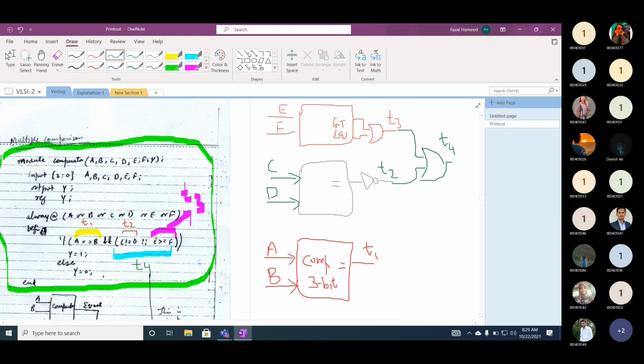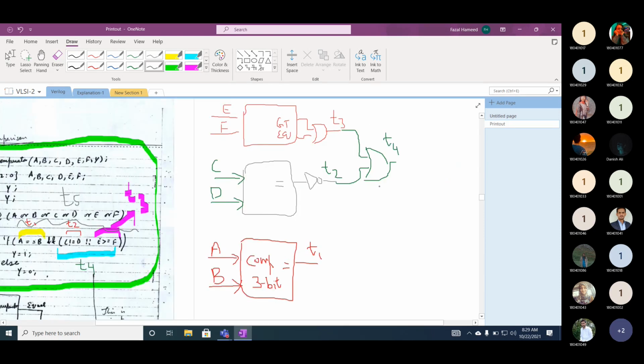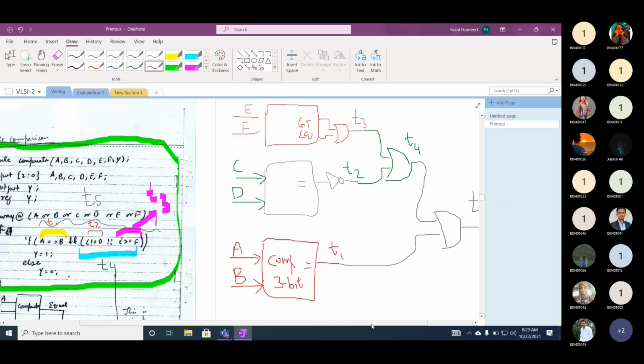So if you look at this whole expression, let's assume this is T5. So now this is the AND gate. And if you look here, we don't even need a multiplexer. Why don't we need a multiplexer here? Because if this condition is true, Y is equal to 1. If this condition is false, Y is equal to 0.